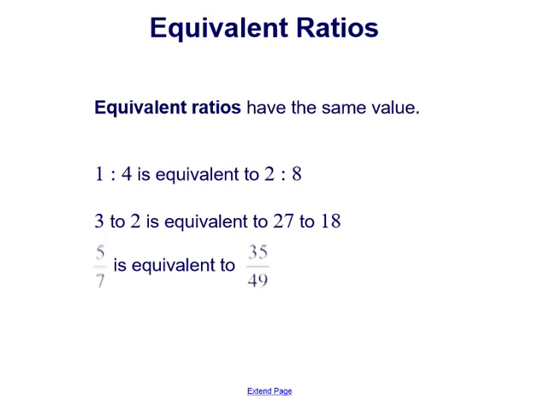Equivalent ratios have the same value. For example, the ratio 1 to 4 is equivalent to the ratio 2 to 8. 3 to 2 is equivalent to 27 to 18. And 5 to 7 is equivalent to 35 over 49. No matter how the ratios are written, they all have the same value.